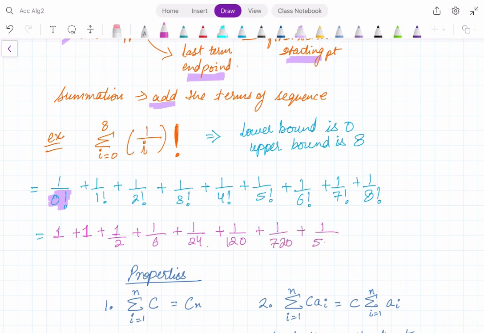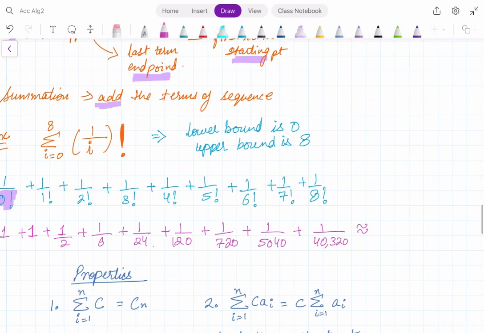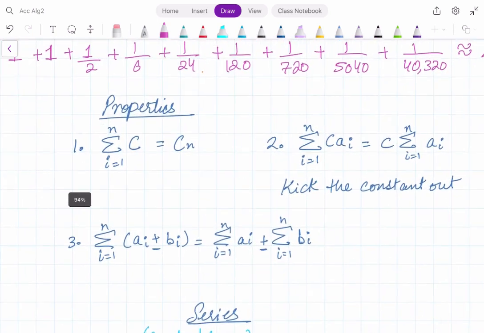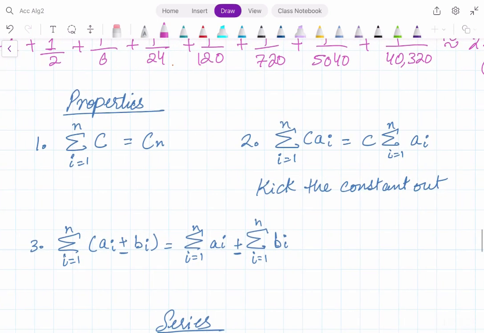At this point, you need a calculator to get these fractions done. You will get approximately 2.71828, and so on. And if you can recognize, this is nothing but e, Euler's number, right? Quite interesting, no? There are certain properties of summation that are quite useful and handy.